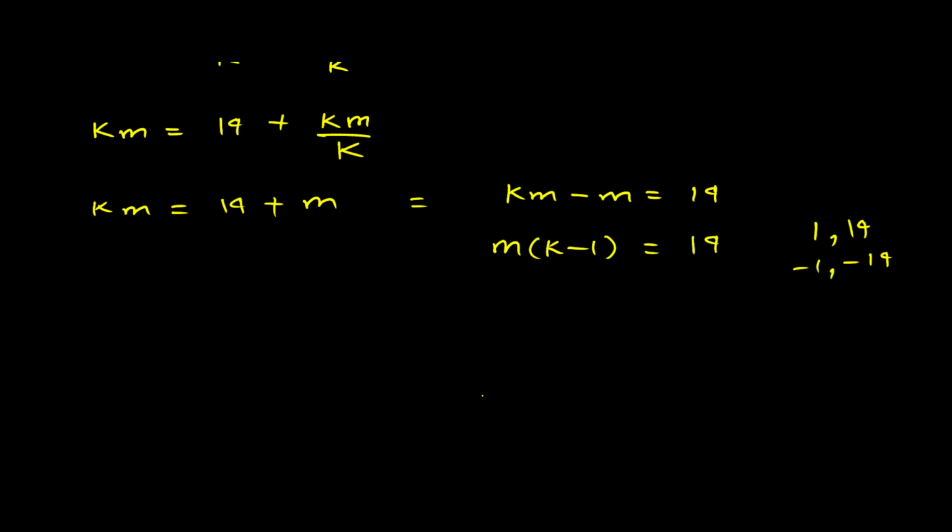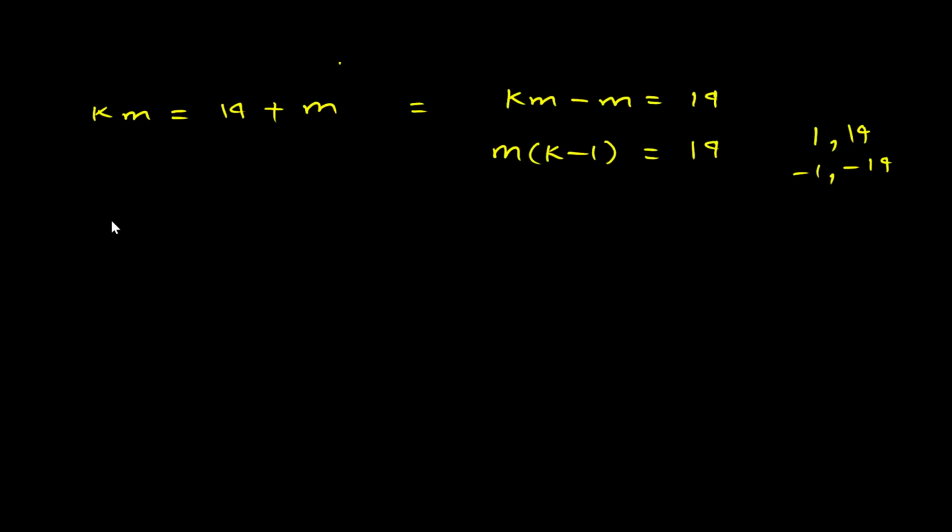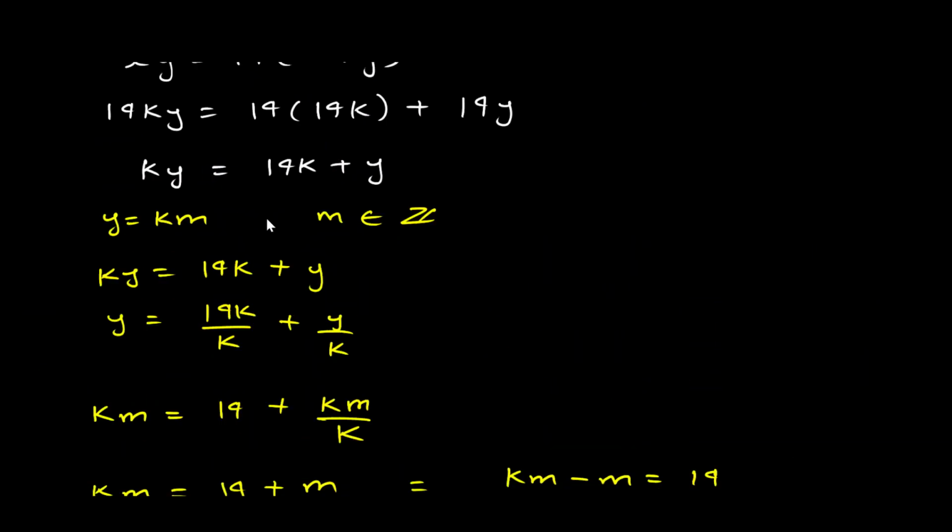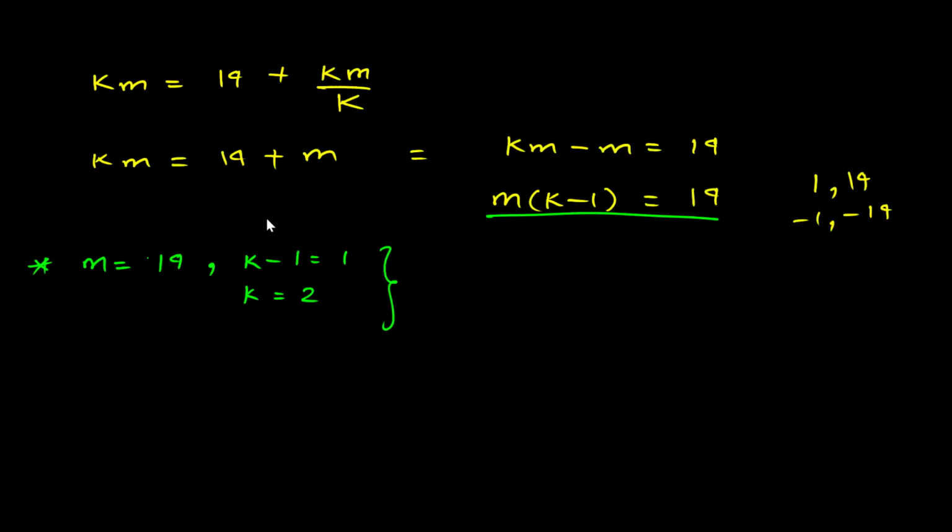So let's see what would happen when we use direct substitution for each of those values. Let's say m is equal to 19. Using this equation, when m is equal to 19, we have k minus 1 being equal to 1. So k is equal to 2. Recall from our earlier equation that y is equal to km. So y would be 38.